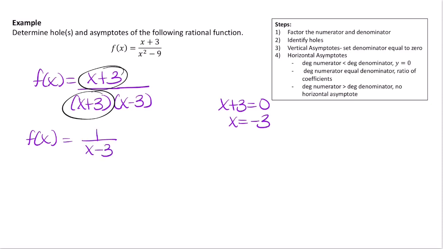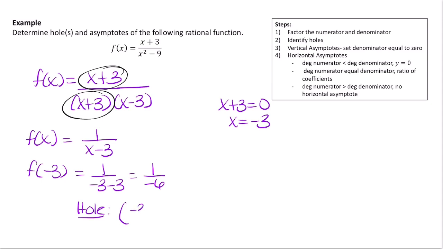So if I go ahead and plug in x equals negative 3, we get f of negative 3, which is 1 over negative 3 minus 3, which is equal to 1 over negative 6. Okay, so the location of the hole is going to be negative 3, negative 1 over 6. Now let's figure out the asymptotes.